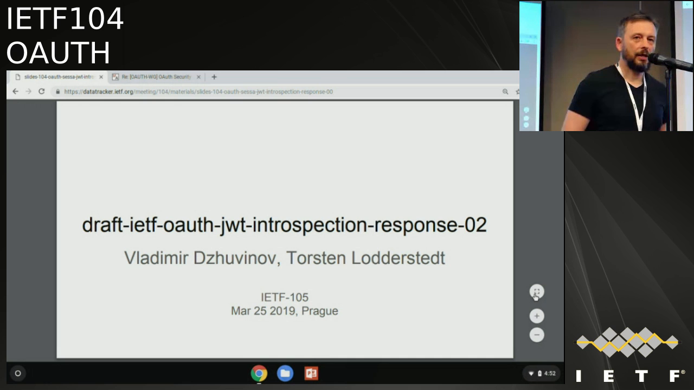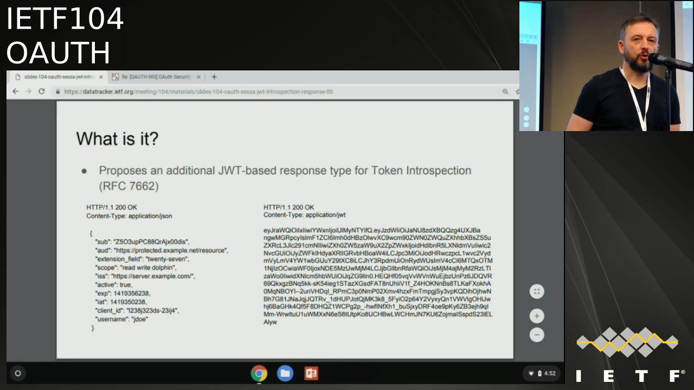Thank you. So next topic, I would like to give you an update on a draft that I've written together with Vladimir Chuvinov. It's about JWT-protected responses from the introspection endpoint. What it basically does is it enhances RFC 7662 by the ability to not only respond with a JSON response from the token introspection endpoint, but make it a JWT, which then allows for signing, especially signing the introspection response.